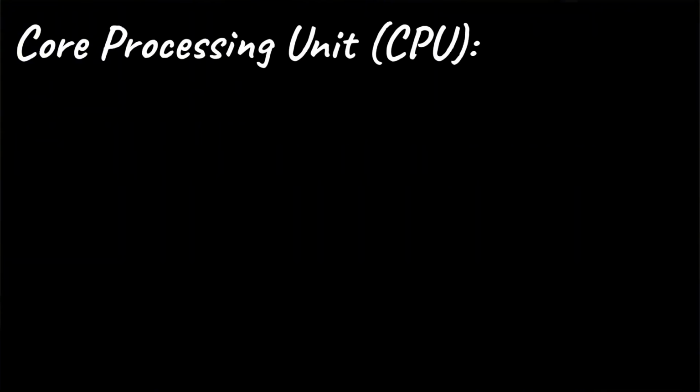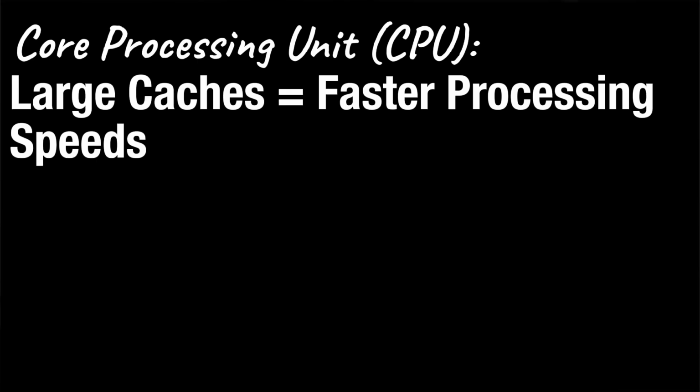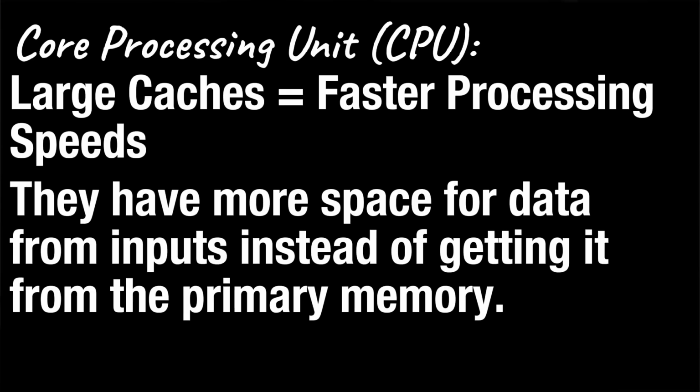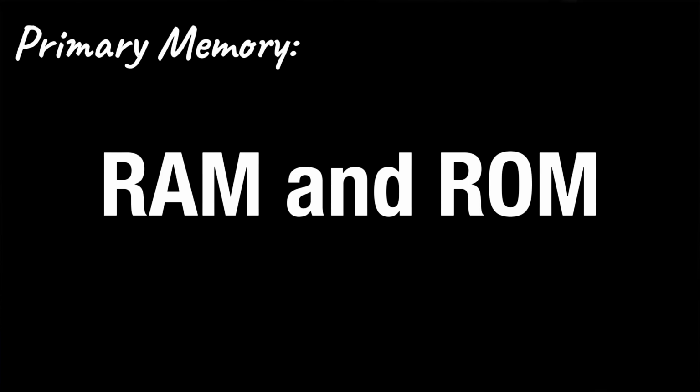One reason why CPUs go faster is because they have larger caches, meaning they can receive data faster than having to receive data from the primary memory. And speaking of primary memory, we will be talking about RAM and read-only memory.